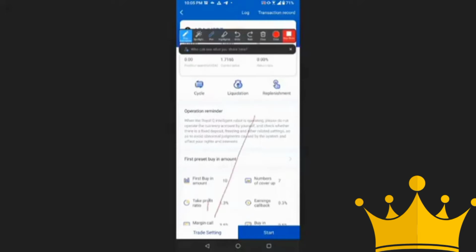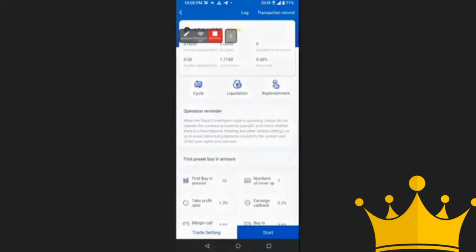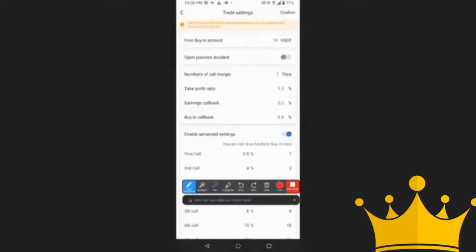So we click here on trade setting. Now, minimum, guys, in Binance, people ask me what's the minimum I can start. Guys, we even can start with 100 USDT in Binance. That's the lowest. 100 USDT, you can start to trade.